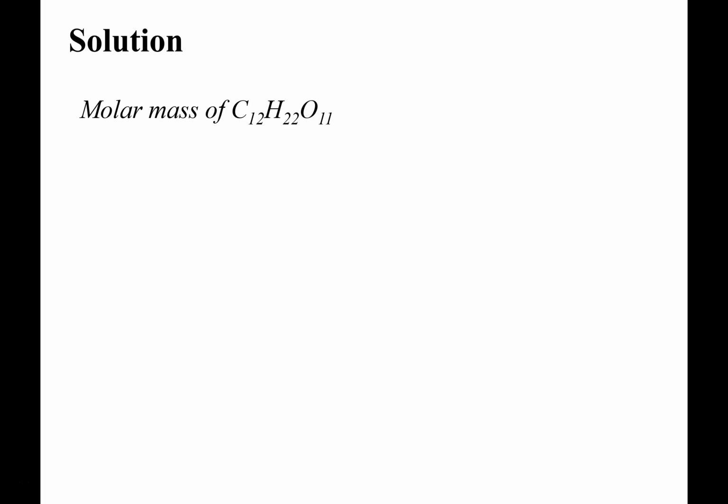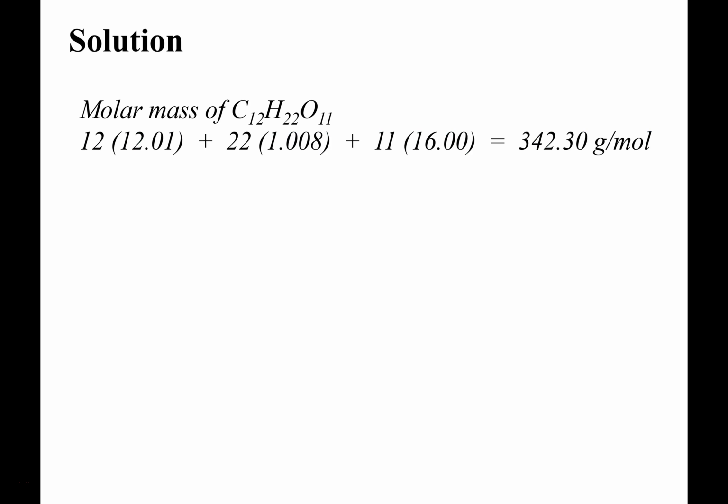I don't always put molar mass calculations on my slide, but we're kicking off Chem 2, right, so anyway. The molar mass of C12H22O11 is this: 12 times 12.01, plus 22 times 1.008, plus 11 times 16.00. So the molar mass of sucrose is 342.30 grams per mole.